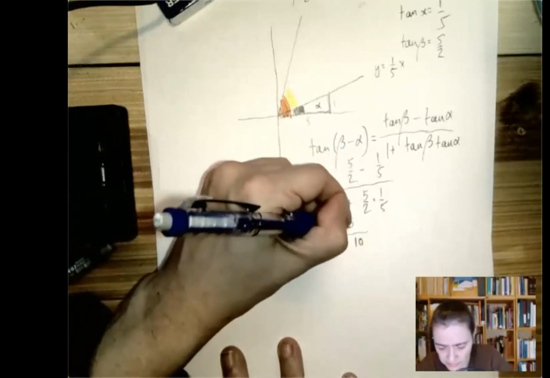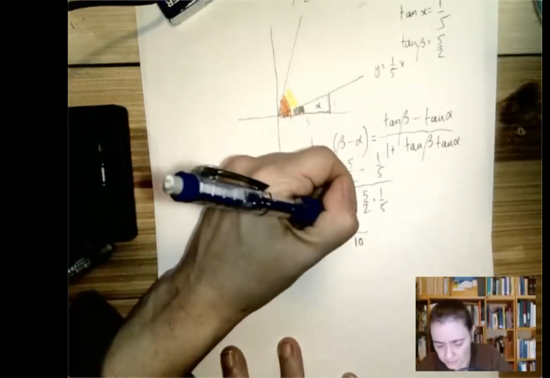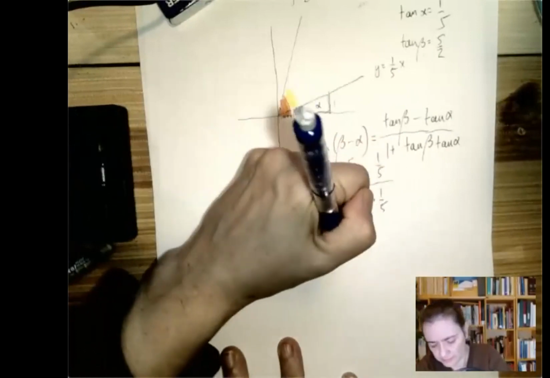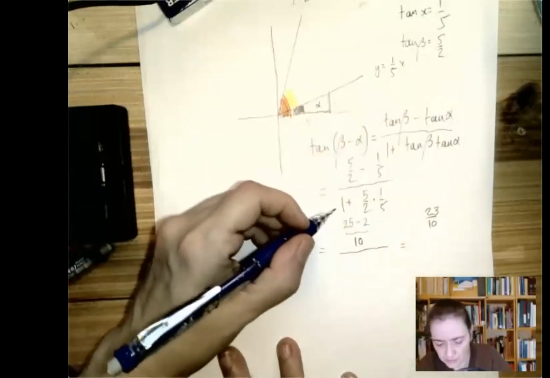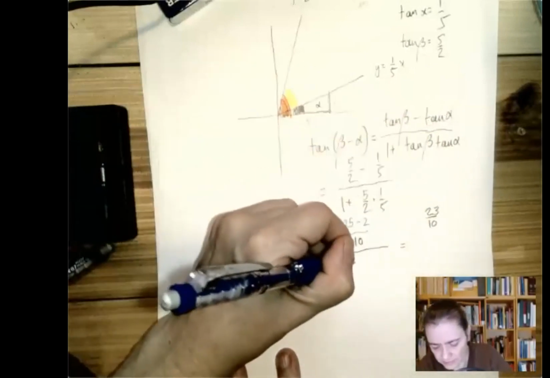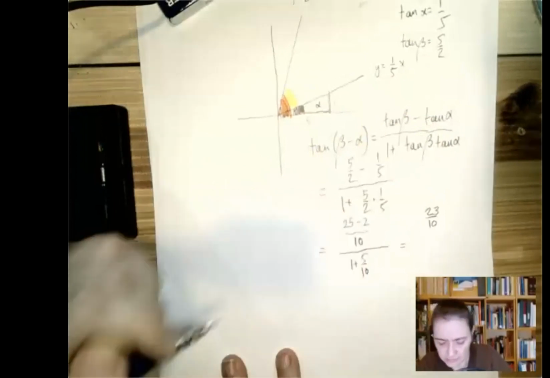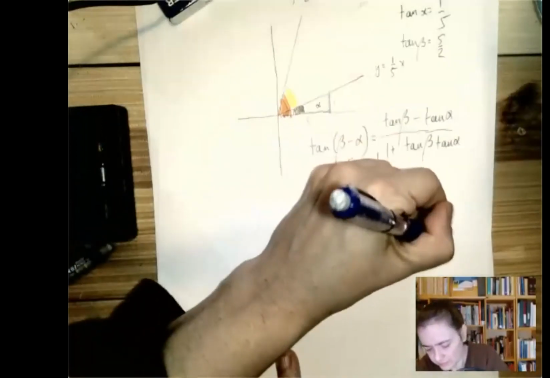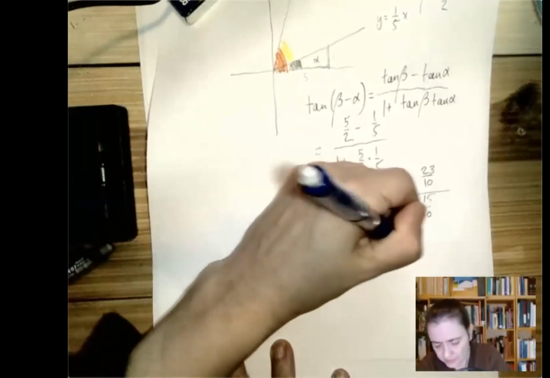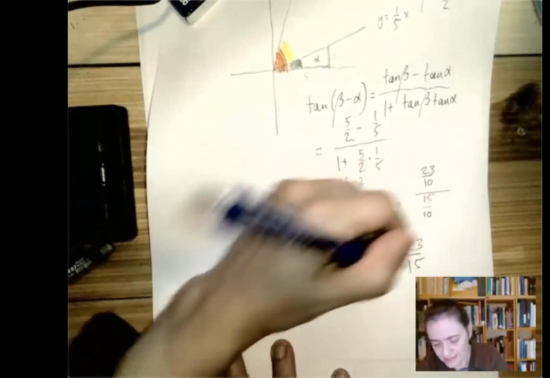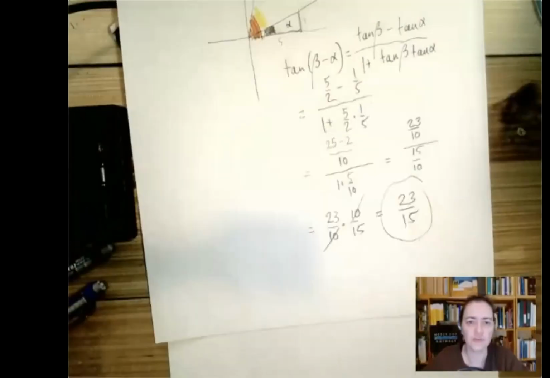25 over 10, and this is 2 over 10. So the numerator is 23 over 10. The denominator, on the other hand, is 1 plus 5 over 10, which is 15 over 10. And to divide is to multiply by the reciprocal. So we get 23 over 15. I always get scared. So we get 23 over 15. And that should be the exact value of the tangent of the angle formed between those two lines.